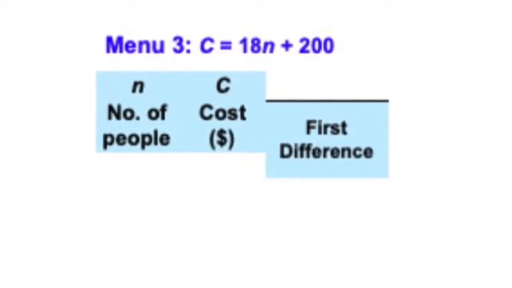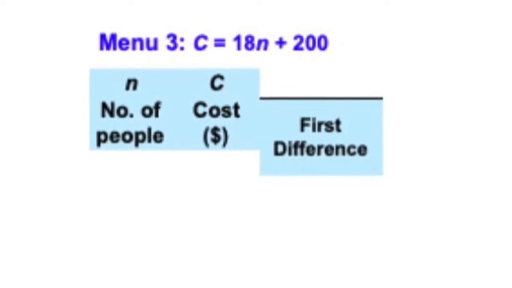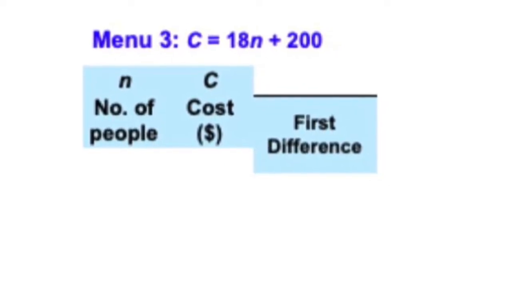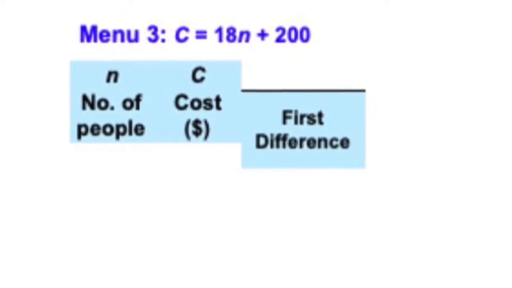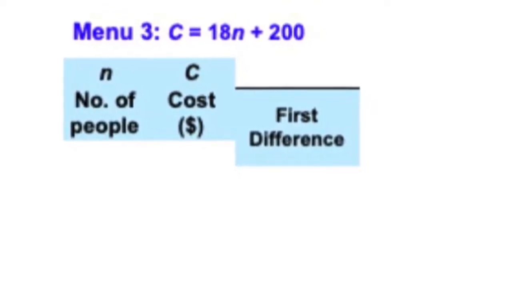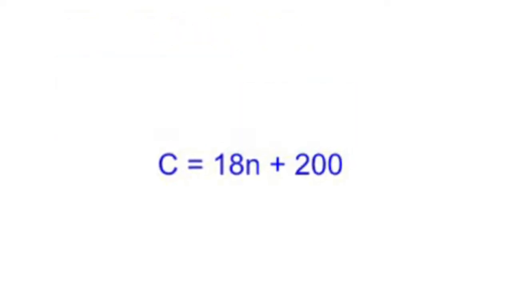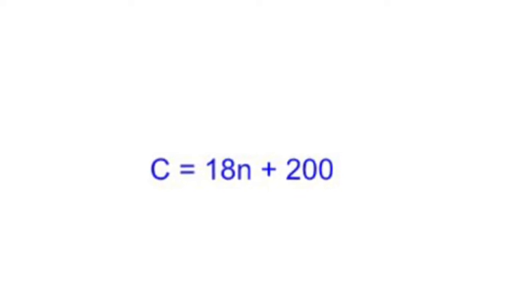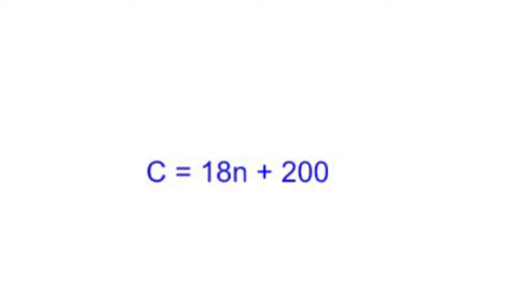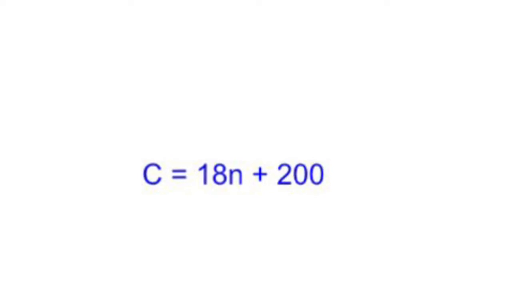So here is the question that I left you for homework yesterday. We had to make a table of values for this equation. The equation was C is equal to 18n plus 200. And when you look at that, that means the rate of change, the jumping number, is 18 because it is the number that's next to the letter or the variable. And the 200 is where it started.